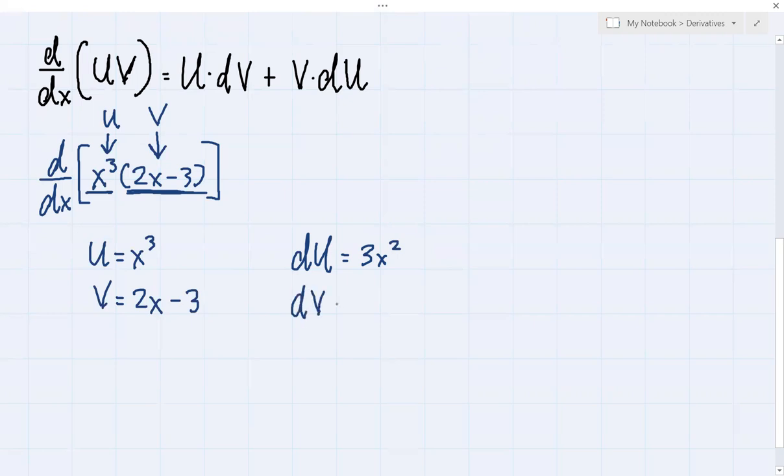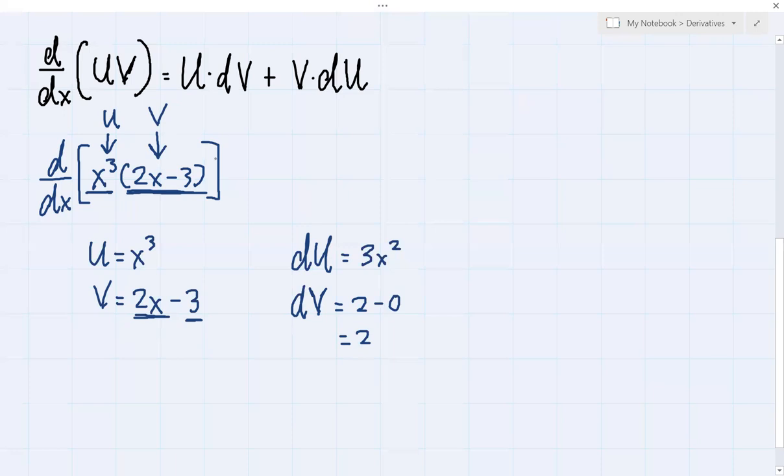Next, kunin natin si dv or yung derivative ng v. So, si v ay 2x minus 3. So, let's get the derivative of 2x minus 3. So, anong derivative ng 2x? Ang derivative ng 2x ay si 2. Anong derivative ng negative 3? Ito ay magiging 0. Hence, we have dv as your 2.